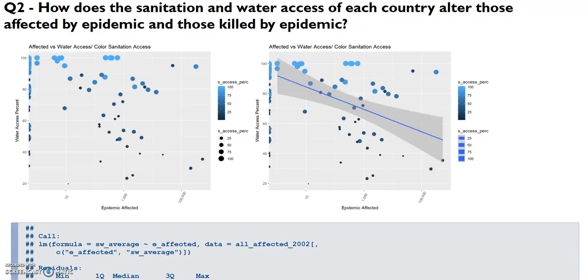Another thing that's important to note is that the sanitation access percentage also gives you an important piece of information, with the fact that you can see as you go from top left to bottom right, the spheres get smaller, or the circles get smaller and darker, to make it clear that there is also a correlation between sanitation access percentage and epidemic affected. And if we were to put a linear model to that, you would see that it's an even sharper incline than that of the water access percentage.